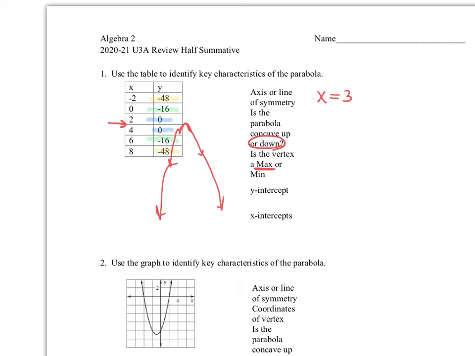Our y-intercept happens when x is 0. So that is right here. And then your x-intercepts happen when your y values are 0. And those are the ones that are in blue, (2, 0) and (4, 0). Okay?